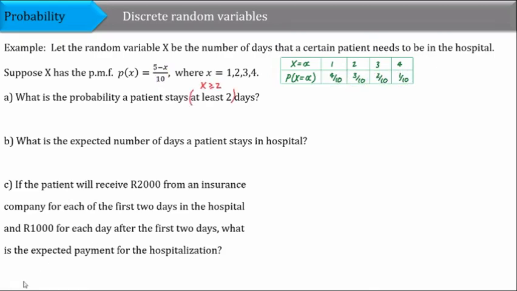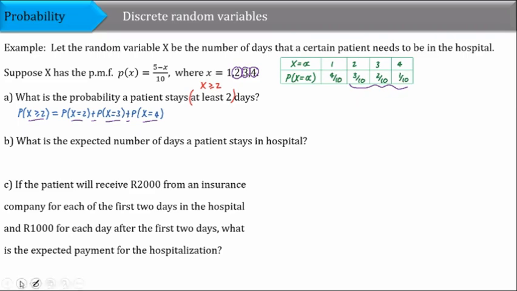Okay, now, first question says the probability a patient stays at least 2 days. So that means x must be greater than or equal to 2. So the probability x greater than or equal to 2 means that we need to consider x equal to 2, then add it to x equal to 3, then add it to x equal to 4. At least 2 means 2, 3, and 4 must be considered. So we have the probabilities for 2, 3, and 4.